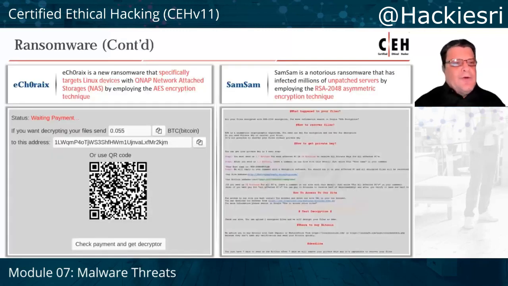Other types of ransomware include CEHv11, a new ransomware that specifically targets Linux devices and QNAP network attached storages by employing the AES encryption technique. AES stands for Advanced Encryption Standard. It's one of the strongest standards out there. So if this type of malware encrypts your system, chances are next to impossible that you will ever get the data back unless you pay the ransom.